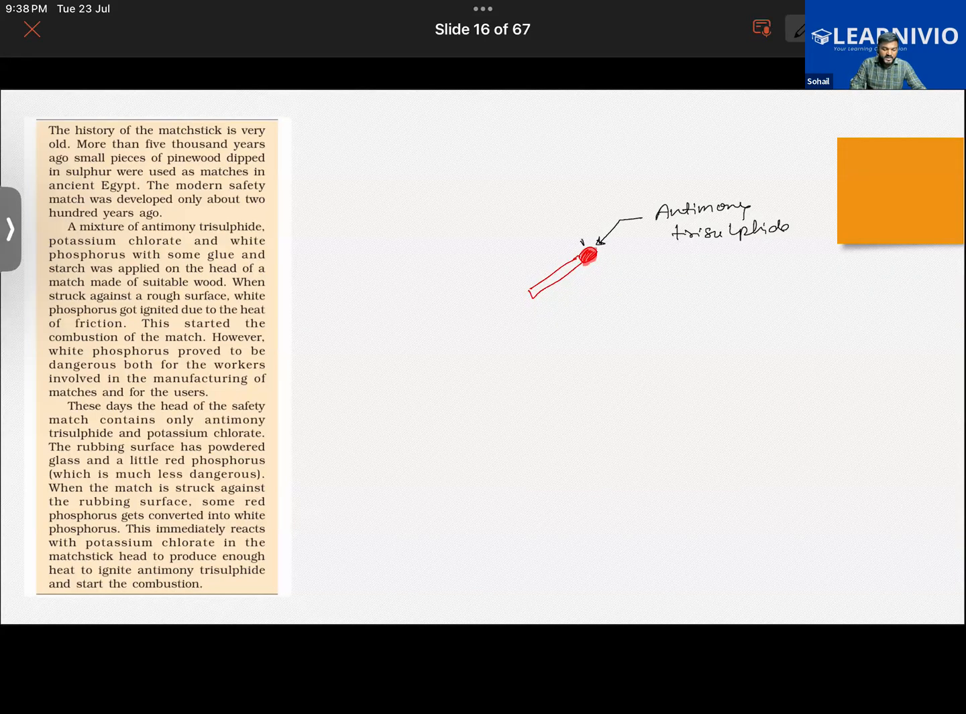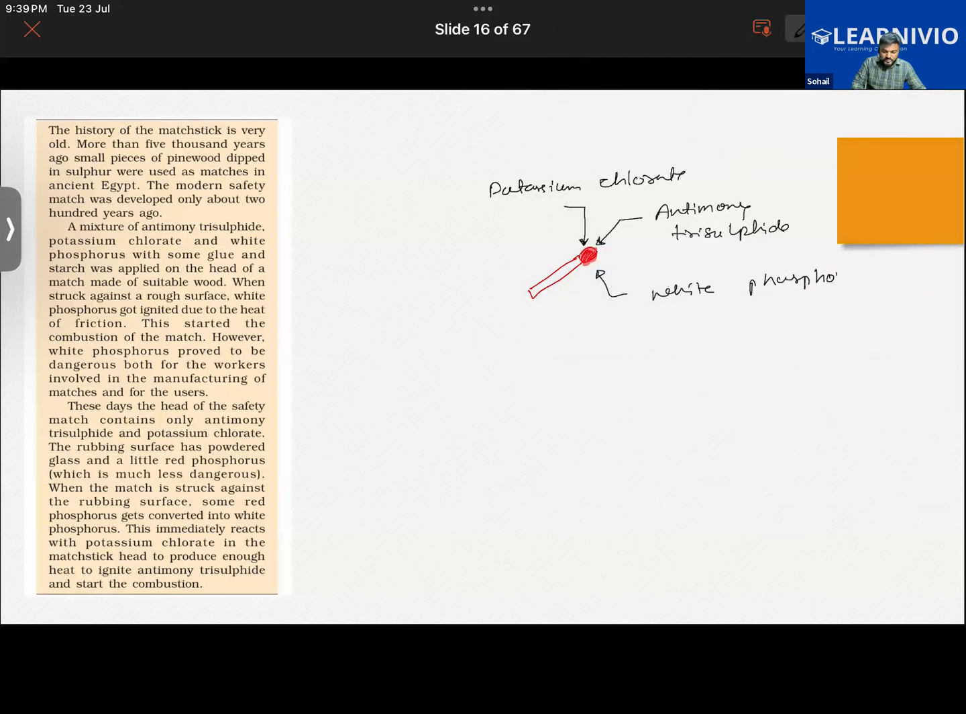Apart from this, there were chemicals like white phosphorus and potassium chlorate being used. So how would you be mixing all these chemicals? All of them are dry powders. How do you paste them on the top of the woody stem? Yes, by using some glue.